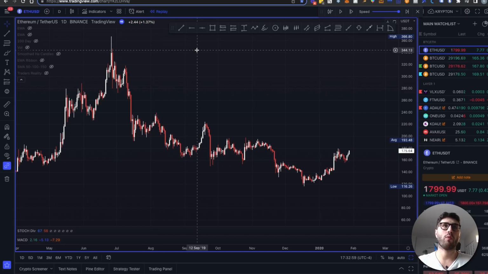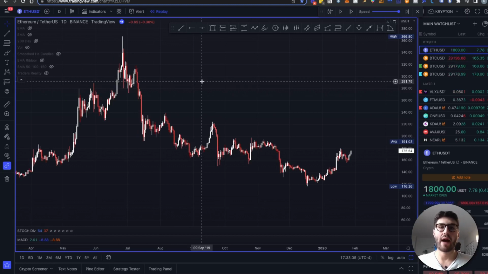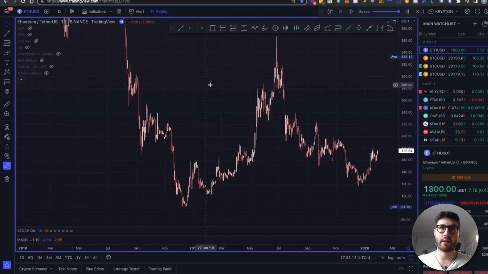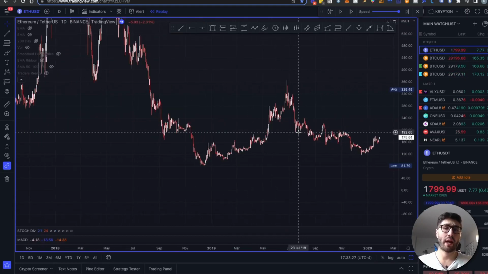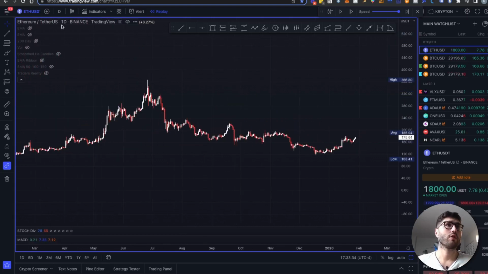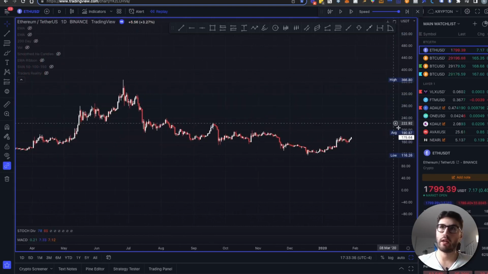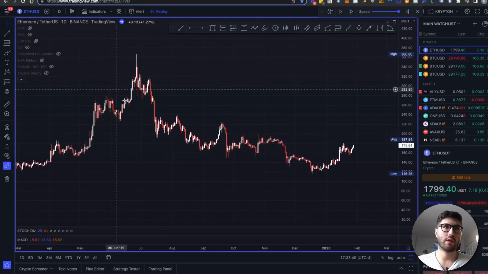So let's say that we want to identify the supply and demand zones. First of all, you need to understand that you have to look for fresh zones. What happened like 3 or 4 years ago is not 100% relevant and accurate to today's price action. So this one is the daily chart. So what do we see here?